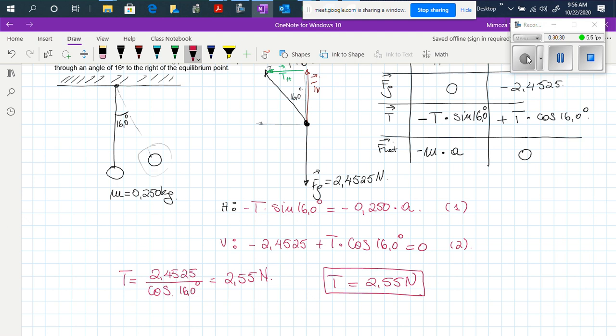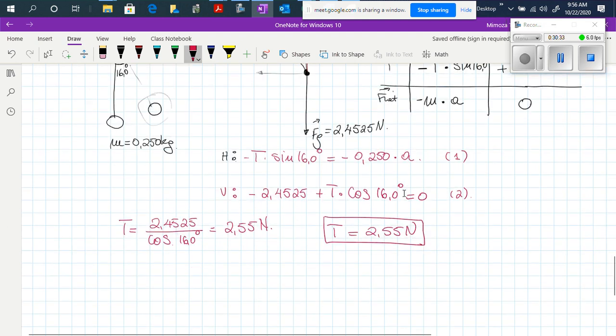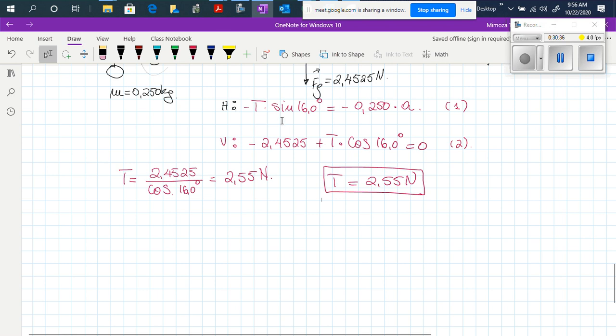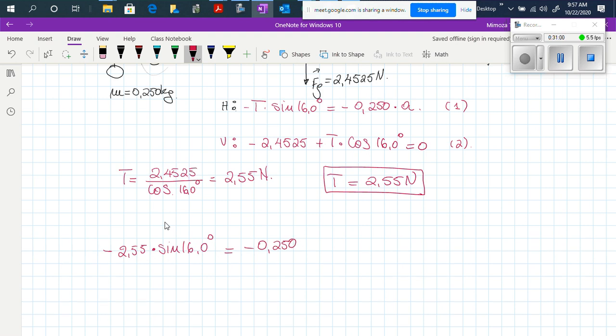And then the unbalanced force here, or net force, is the horizontal component of the tension. So now, from the first equation, we can say that negative 2.55 times sine 16 is equal to negative 0.250 times acceleration. So from here we find that acceleration, let's do the calculation, is 2.81 meters per second squared.